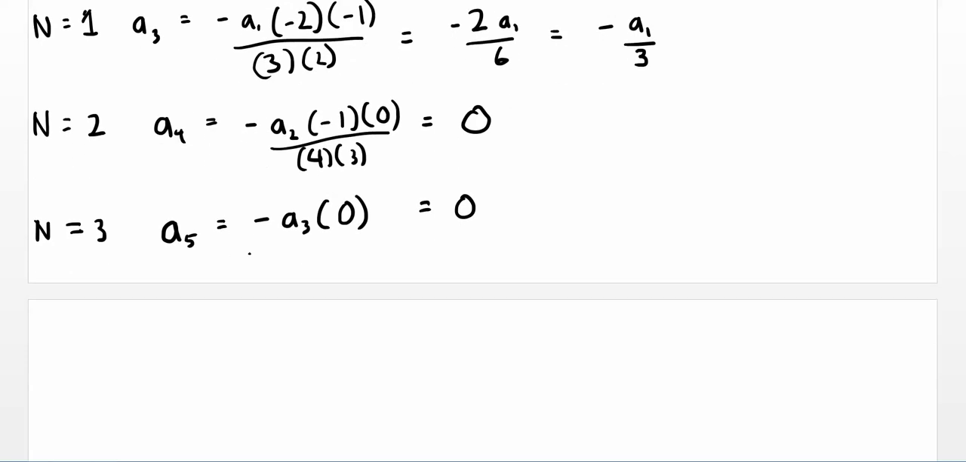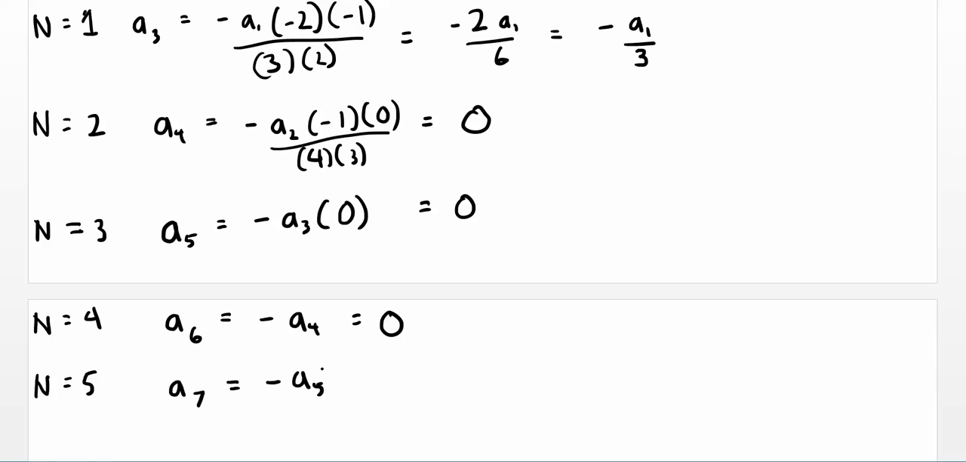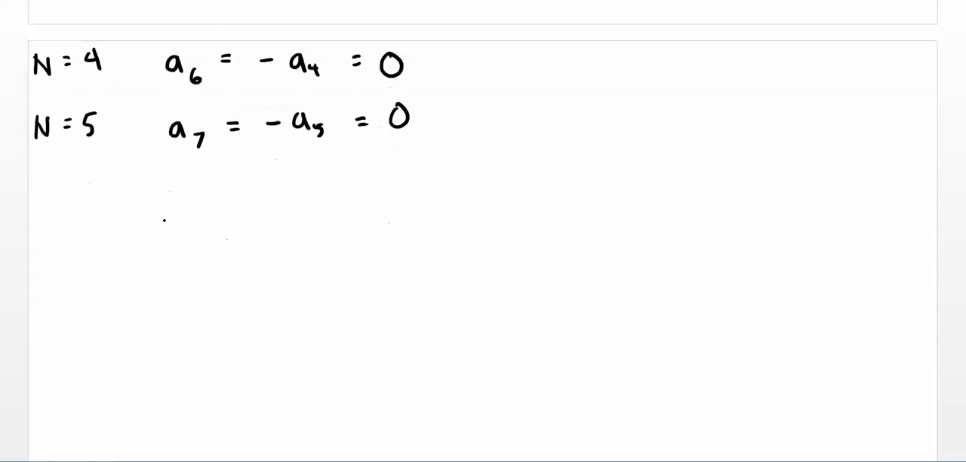Let's think about what's going to happen in our next terms. N equals 4. A sub 6 is going to be equal to negative a sub 4 times some stuff, but a sub 4 was 0. So this is 0. N equals 5. A sub 7 is going to be equal to negative a sub 5 times some stuff, but a sub 5 is also 0. So every term thereafter is just going to be 0, which is really nice. We're not going to have an infinite series solution this time. We're going to have a nice finite series, a nice finite solution. So let's write that out.